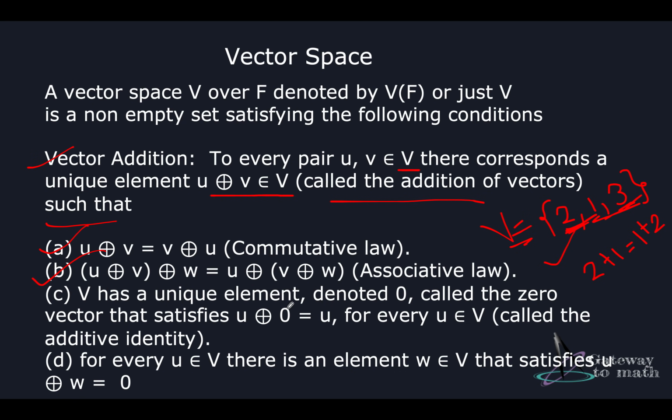Now V has a unique element denoted by 0, called the zero vector, that satisfies the condition. Keep in mind, whenever you have a vector space, you need to have a zero vector. Why is it needed? I'll just give a very rough overview, because anything you are talking about in vector spaces, or in physics actually, starts from nothing.